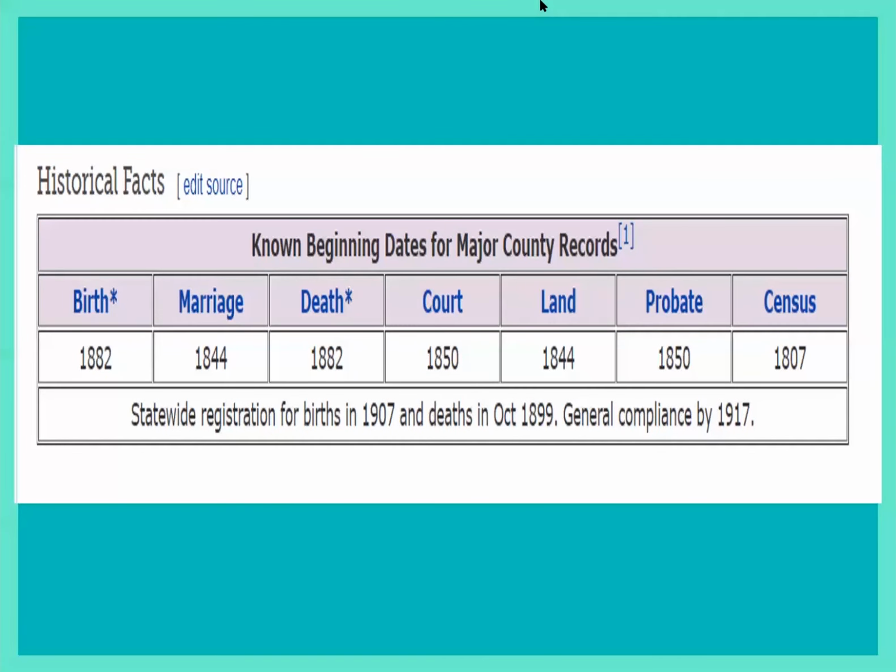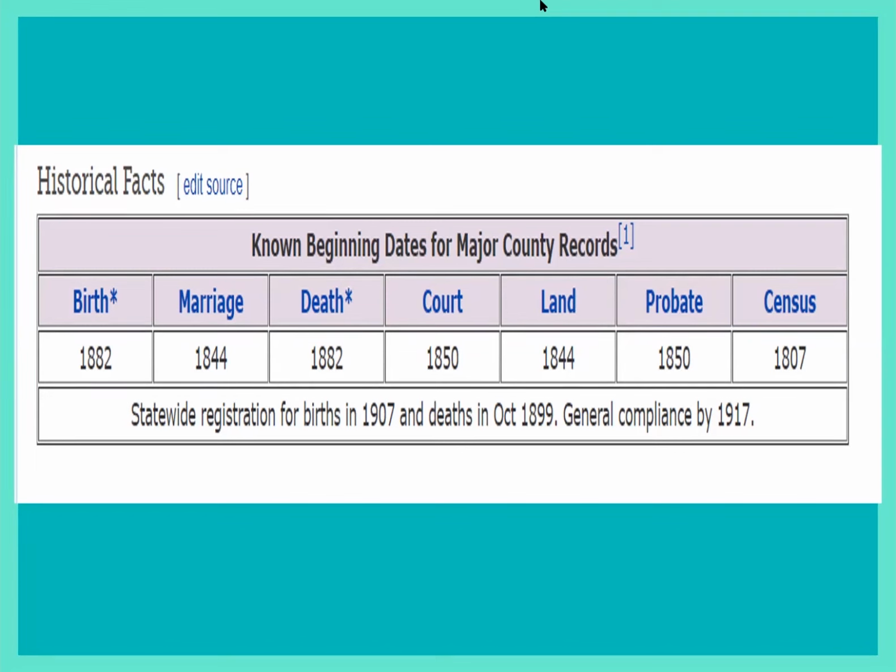My favorite part of county wiki pages are these historical facts tables. These give us the dates when major records began to be kept in these counties. This helps us be a more efficient researcher, because if we know that the individual we are researching was born in 1880 in Tipton County, I'm not going to find a birth record, because there is not one, because they didn't start keeping them until 1882.